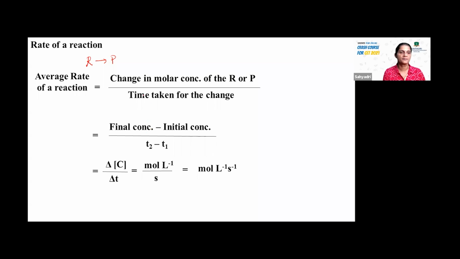Now, these are the expressions. What is the unit for molar concentration? It's moles per liter, right? Concentration is measured in moles per liter, and time in second. Second is the SI unit of time. We can take hour or minute or day if the reaction is very slow. So moles per liter per time in general, this is the SI unit of rate of the reaction. This won't change. The units of rate of a reaction don't change because it is the change in concentration by time.